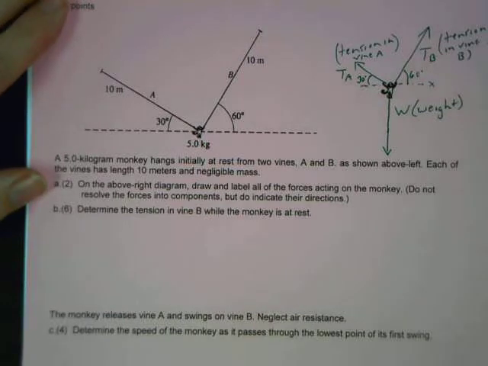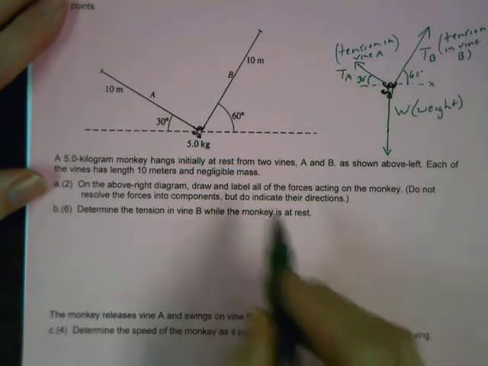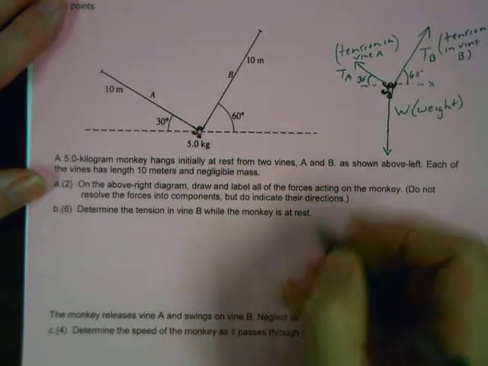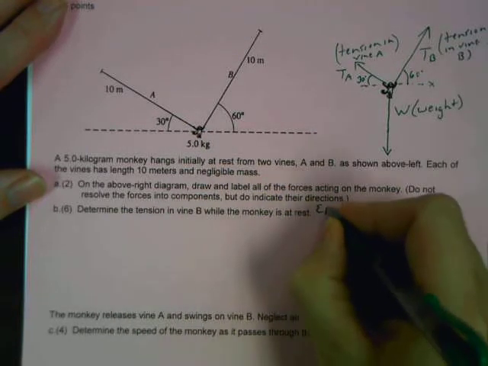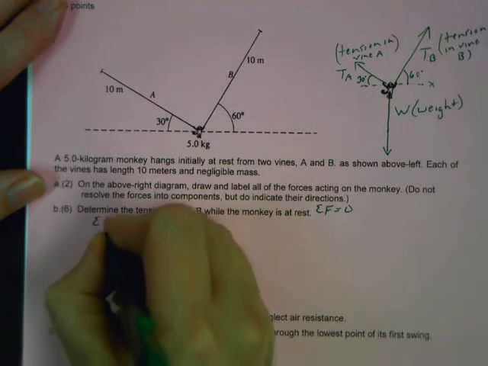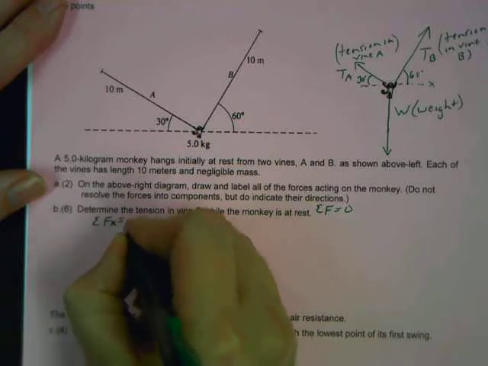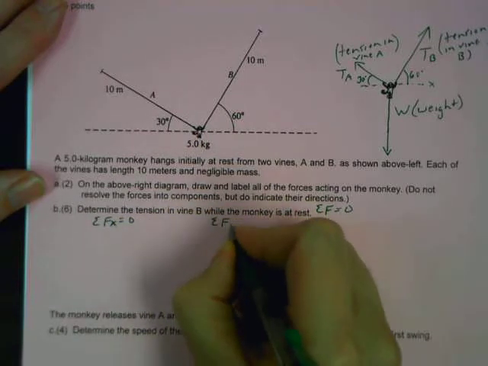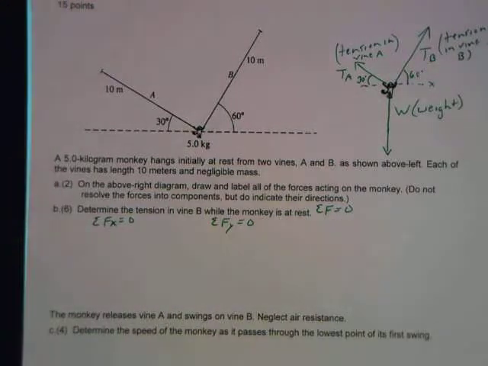The tension in vine B, all right, we know that he's in equilibrium. And the fact that he's in equilibrium, the fact that the sum of the forces is equal to 0, means that the sum of the forces in the x direction is equal to 0, and of course the sum of the forces in the y direction is equal to 0. So we're going to get two equations for our two unknowns, both of the tensions, and therefore we can solve it for one of the values.